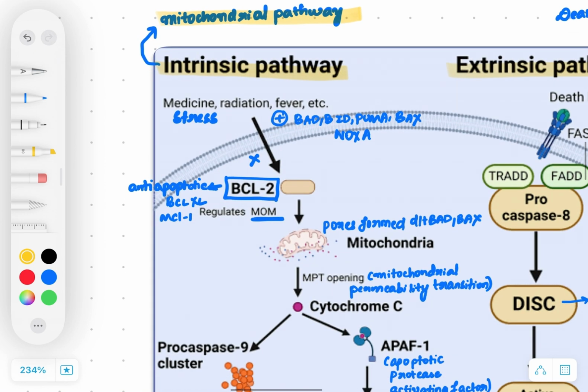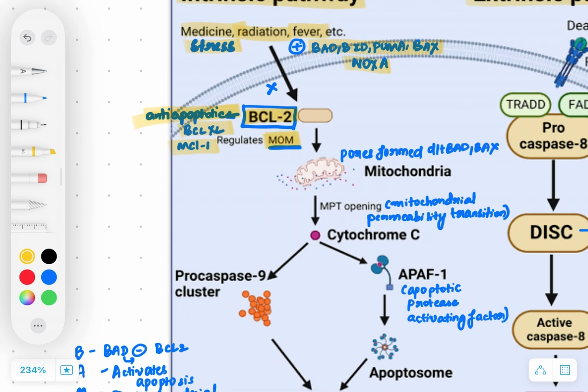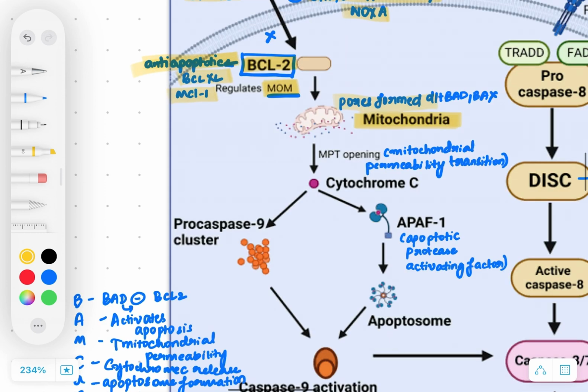Whenever there is any stress due to medication or any radiation exposure or any fever, they lead to activation of the apoptotic factors. These are BAD, BID, PUMA, NOXA and BAX. So these inhibit the anti-apoptotic factors like BCL2, BCLXL and MCL1. These anti-apoptotic factors regulate the mitochondrial outer membrane. So whenever there is inhibition of these anti-apoptotic factors, there will be formation of pores within the outer part of the mitochondrial membrane. So mitochondrial permeability increases. So this is mitochondrial permeability transition.